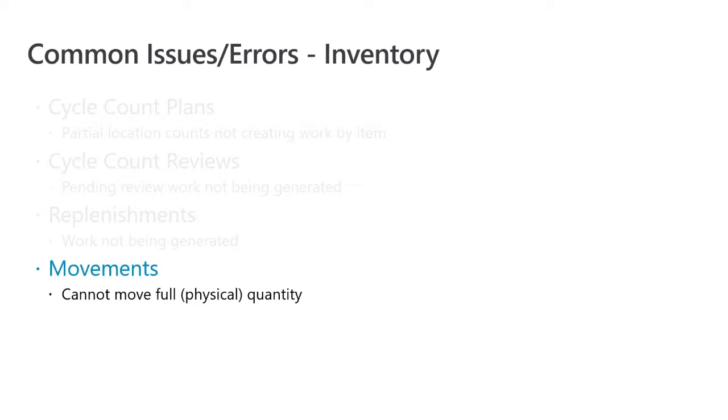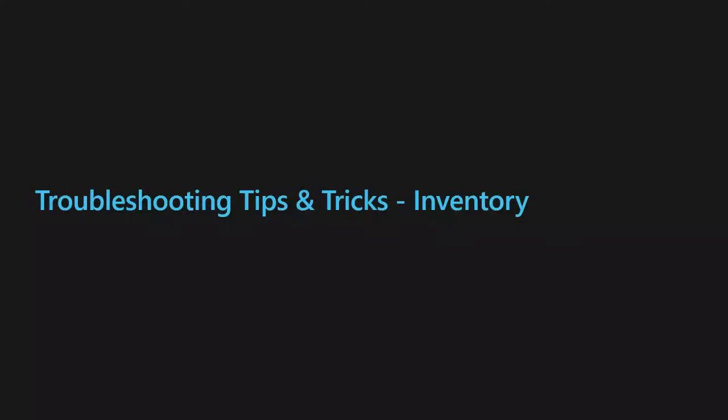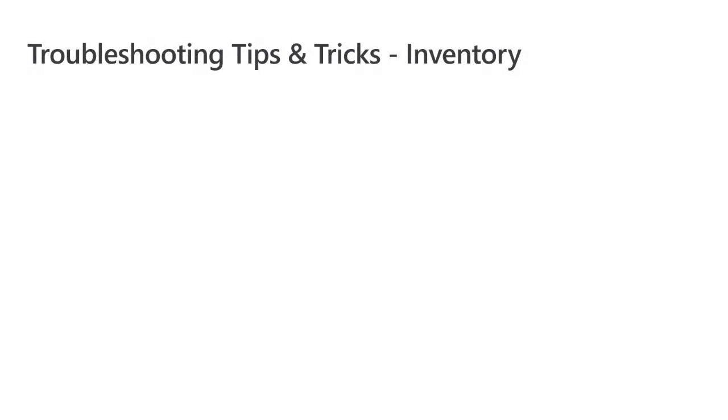And then for movements, so this is just location to location or bin to bin movement within the warehouse, the user may have an issue of not being able to move the full quantity that's on a license plate or in a location. And then finally, with the license plates themselves, when trying to scan them into the warehouse mobile app, the user might receive an error message that says that the location or license plate is not valid. So let's discuss some of the troubleshooting tips and tricks for those inventory issues.